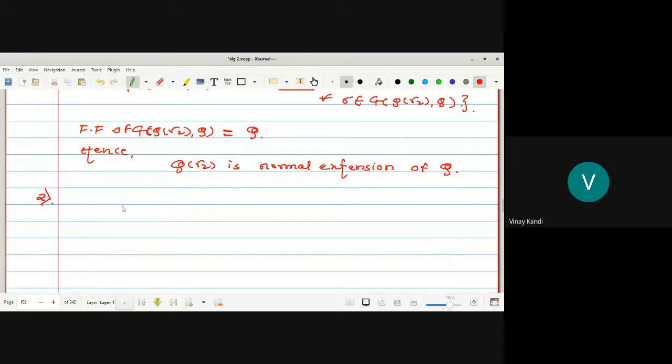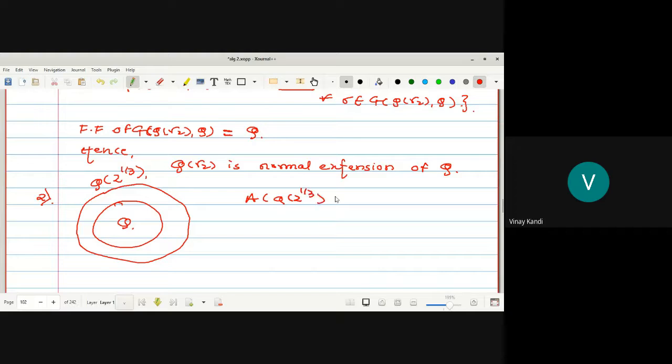This is the field Q and the field Q of 2 raised to 1 by 3. This is a finite extension of Q. Okay. Now look here. We have to find all the automorphisms on Q of 2 raised to 1 by 3. How many automorphisms exist on this field?